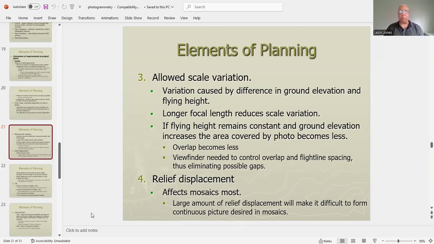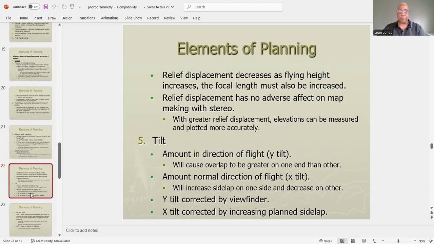Then relief displacement affects mosaics most. So basically, large amounts of relief displacement will make it difficult to form the continuous picture desired in mosaics. Relief displacement decreases as flight height increases. Again, let me make it plain and simple: when relief displacement decreases as flight height increases, the focal length must be increased.